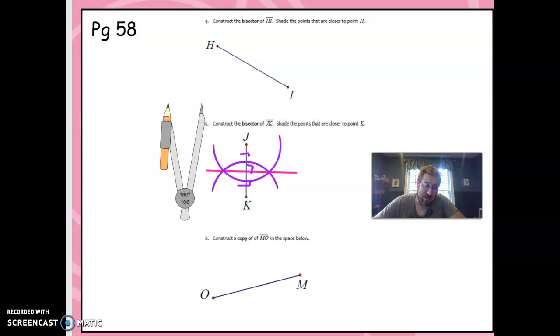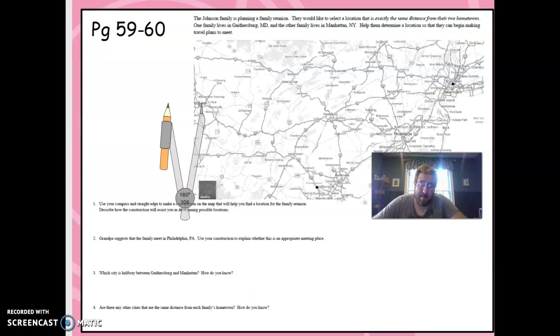Now, I know this one does say shade. Shade the points that are closer to K, and that would be anything on this side. That basically just gets you to understand what a bisector does. It splits it into halves. Anything on this side is going to be closer to K, and anything on the other side is going to be closer to J. And that's simply all that means.